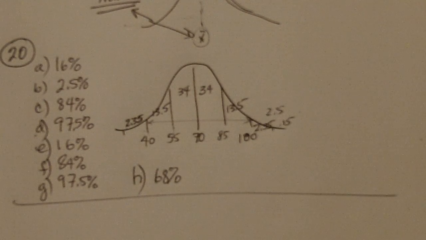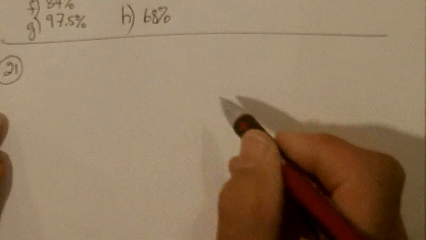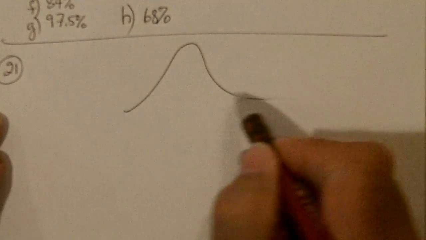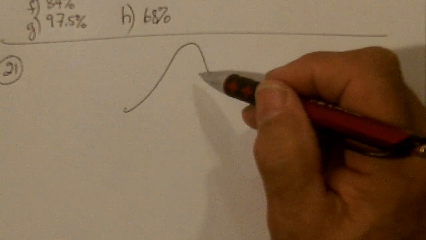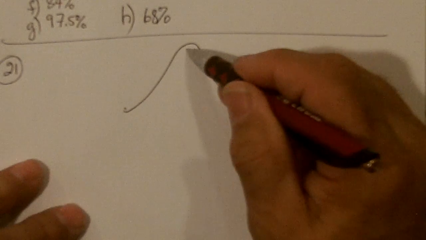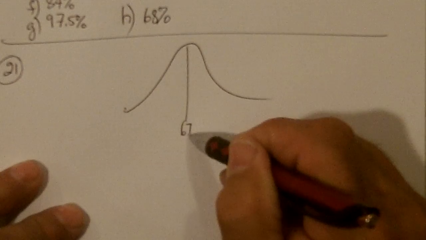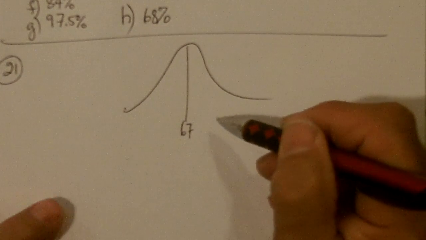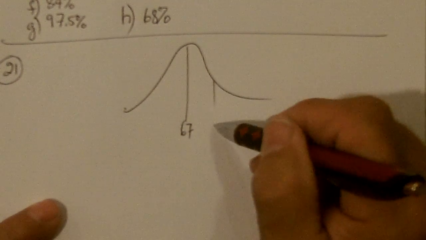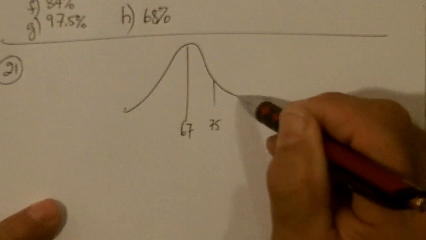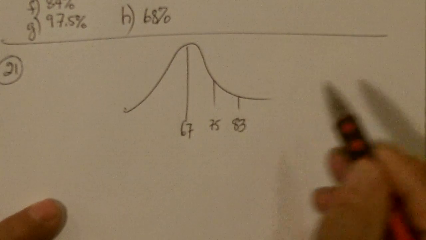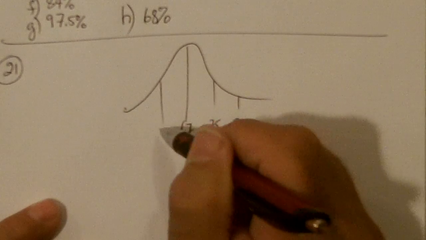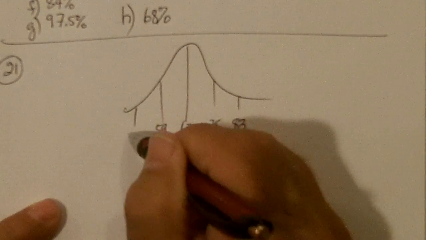Okay, 21, through a bunch of them here, so I'll move this up here. 21 is about a psychology exam that has a normal distribution. It had a mean of 67 and a standard deviation of 8. So add 8 and we get 75, add 8, we get 83. Subtract 8, we're at 59. Subtract 8, we're at 51.